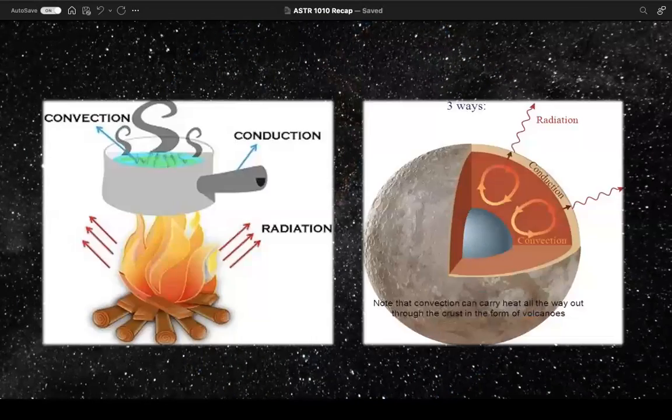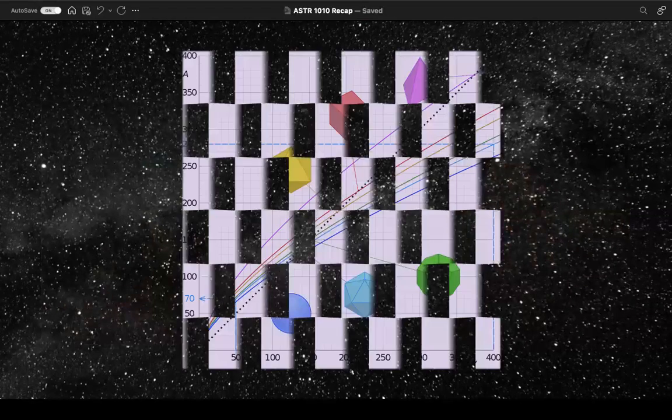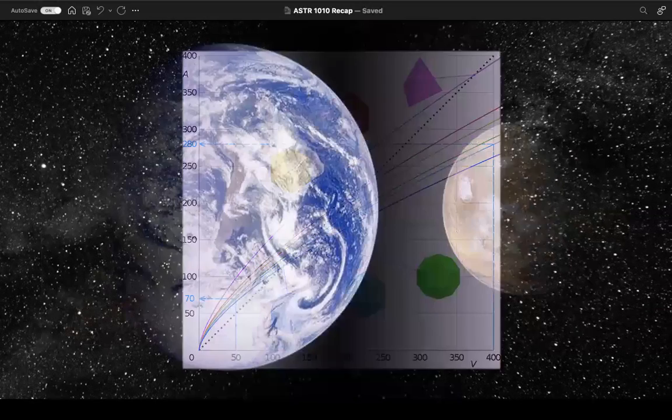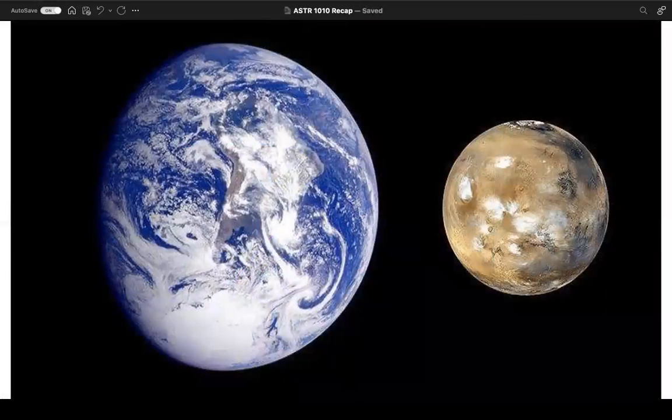Planets lose their thermal energy through the process of convection, conduction, and radiation. Each of these processes are importantly related to the surface area to volume ratio of the planet. This is the ratio between how fast a planet is able to cool and its surface area. A larger surface area equals more rapid cooling, and a smaller surface area equals slower cooling processes. This is why, for example, Mars has cooled much faster than Earth because it is much smaller, so its surface area to volume ratio is larger.